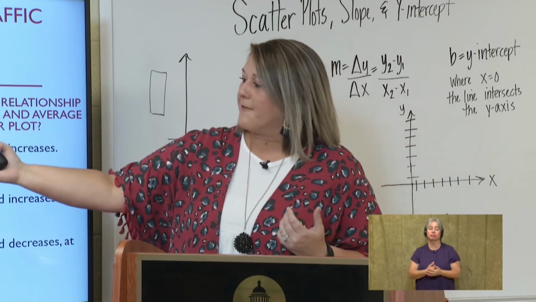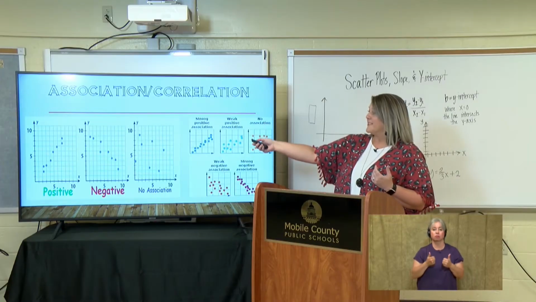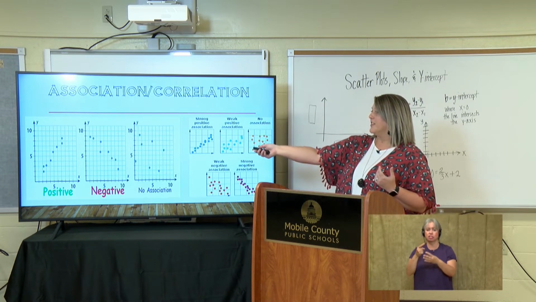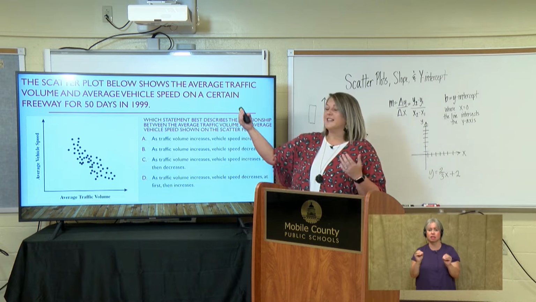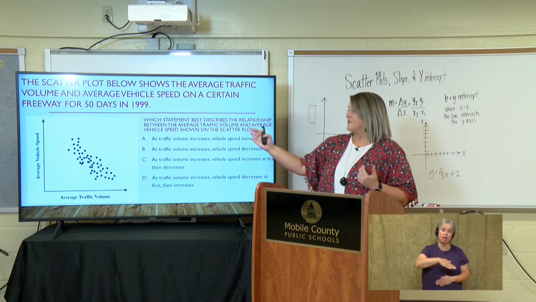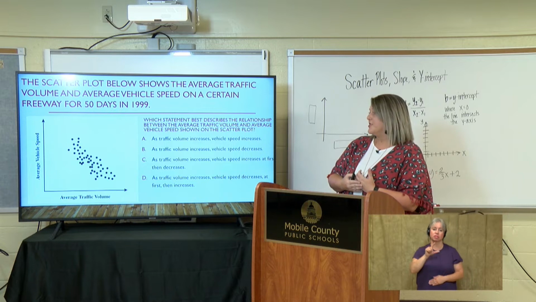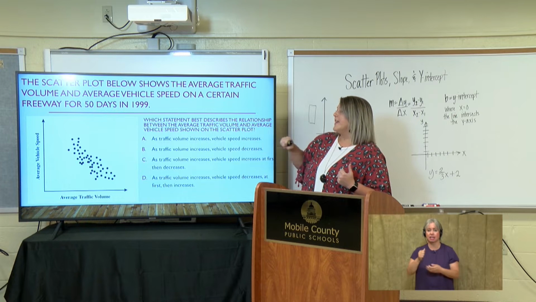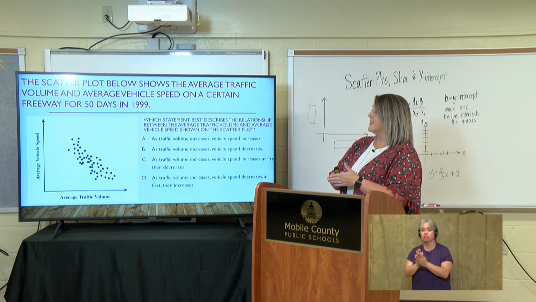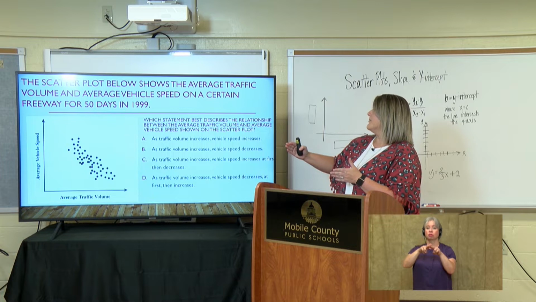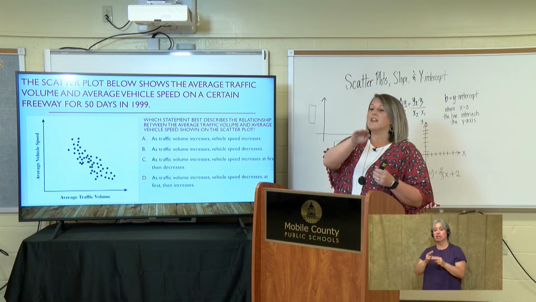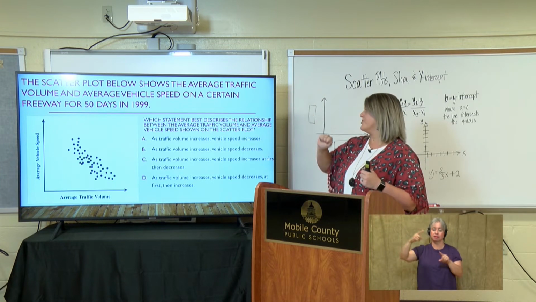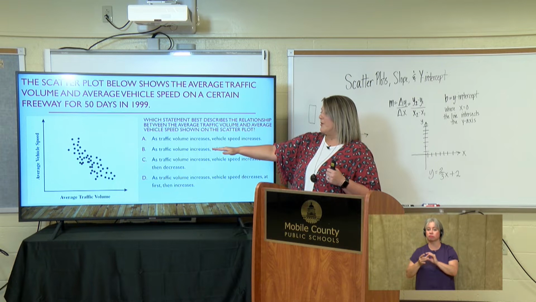So if we look at our graph, you can tell which association we have. Looking at our positive, our negative, our no association, what is our graph doing? It's declining from left to right. So this is actually negative association. We need to make a decision here. Is it A, as traffic volume increases, the vehicle speed increases? That would mean this is going up as well as this is going up, and that would have a positive association. That's not what we have though. We have a negative association.